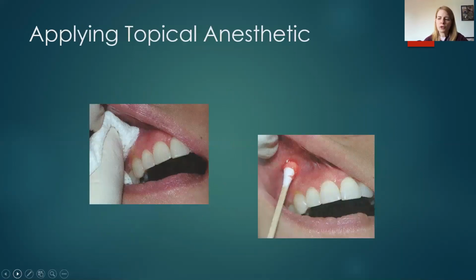When we apply topical anesthetic, we are going to dry the tissue to increase visibility and to accurately place the topical. We're going to wipe. We're going to use a small amount of topical in the area of needle penetration. Only a small amount is needed. The topical will mix with saliva and can numb the tongue, the soft palate, or the pharynx, so we only want the minimal amount of topical.